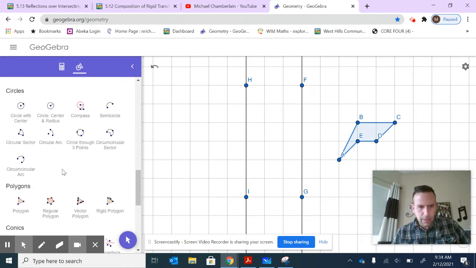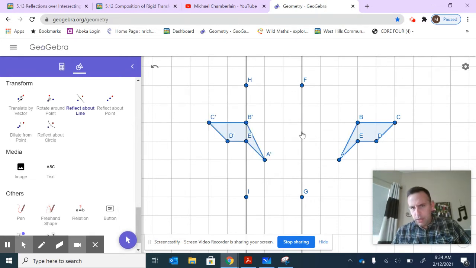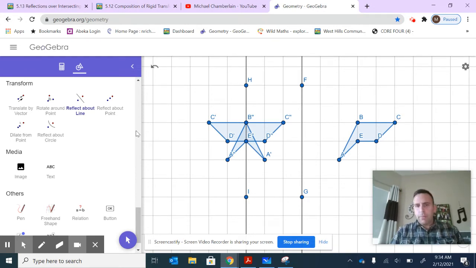Okay, let me go down to my reflect tool. Reflect about line, first reflecting this figure across FG. All right. And then I'm going to reflect it once again. I'm going to reflect this image across HI. And there it is. Now, it's pretty hard to determine what happened there so far, but maybe we can look at it and then look at other examples.